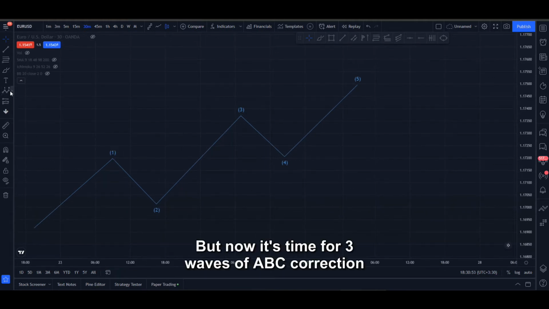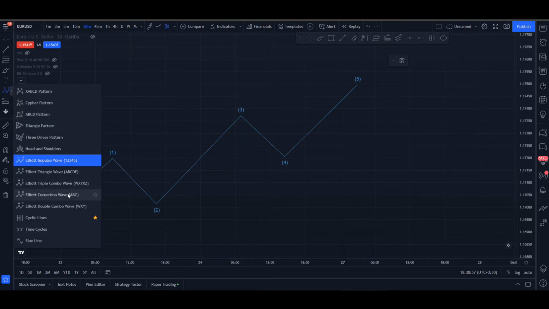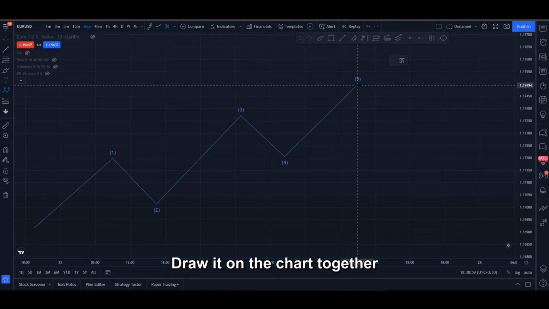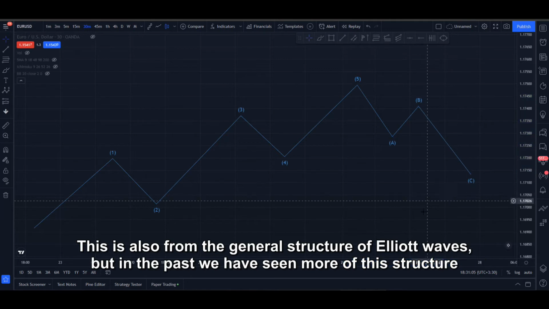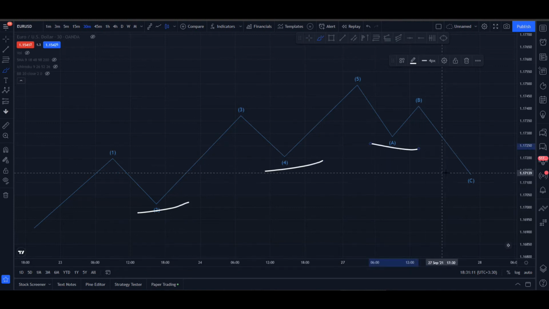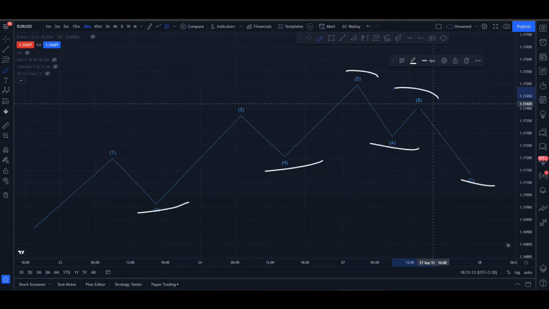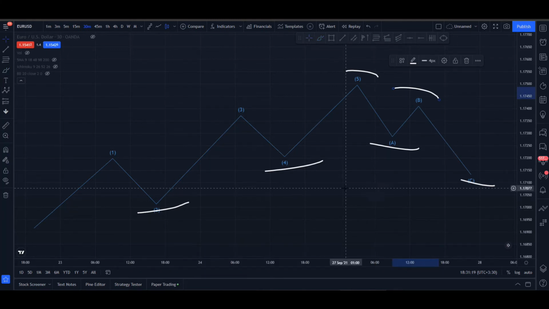But now it's time for 3 waves of ABC correction. Draw it on the chart together. This is also from the general structure of Elliott waves, but in the past we have seen more of this structure. In the case of ABC, no new ceiling will be formed, which will cause the price to fall.